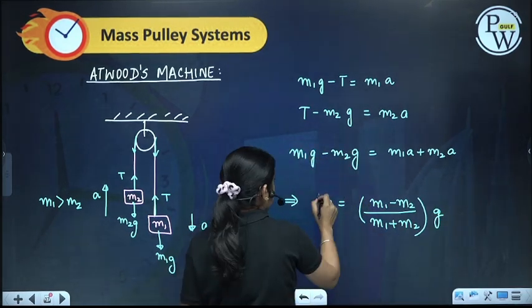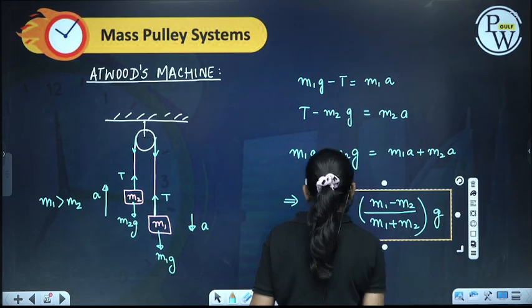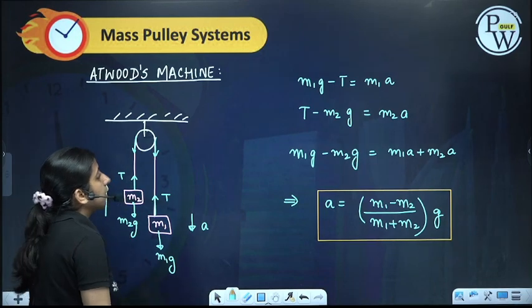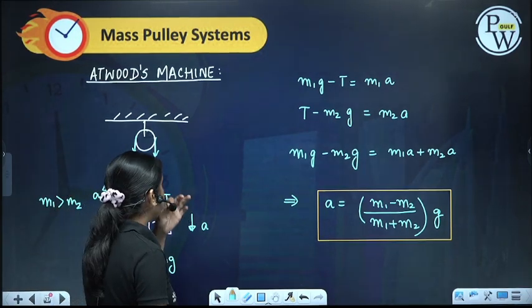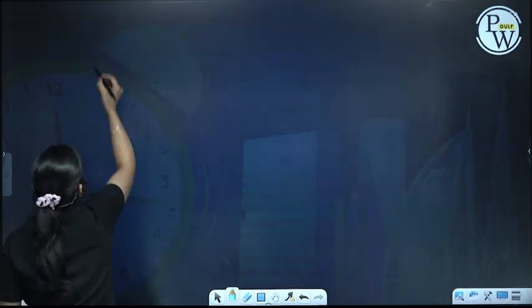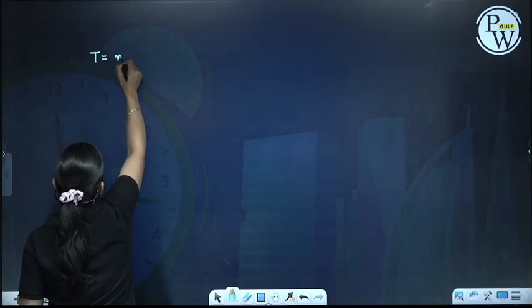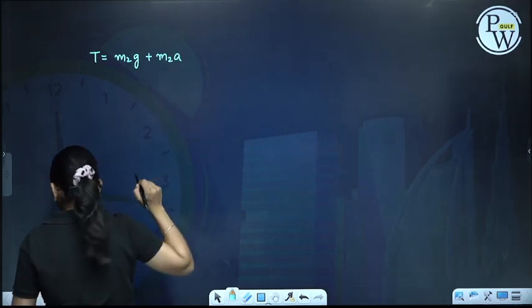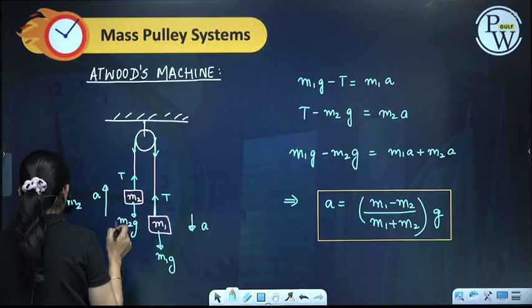This will be the acceleration of our Atwood machine. Now substitute in one equation and we will get the tension. So T is equal to m2g plus m2a.